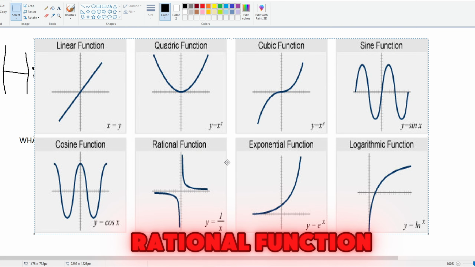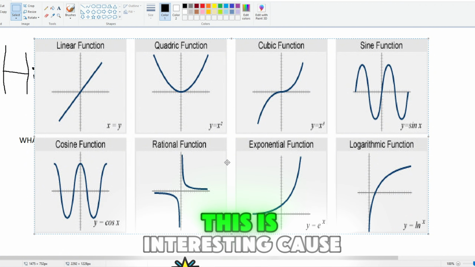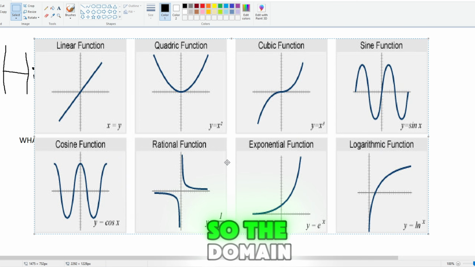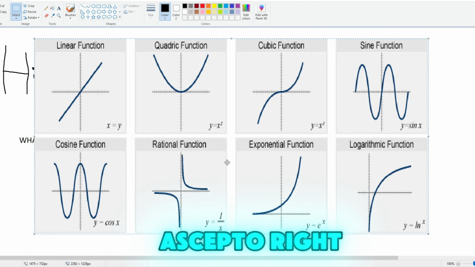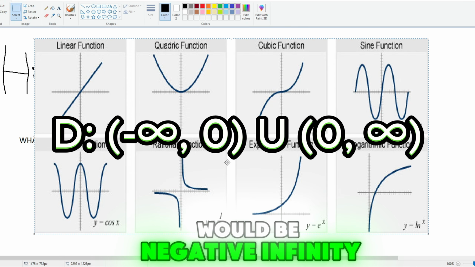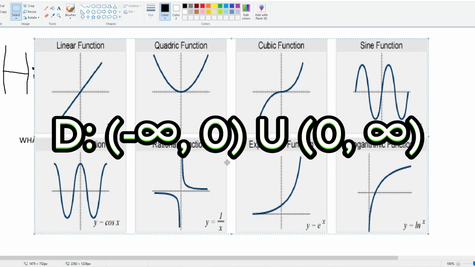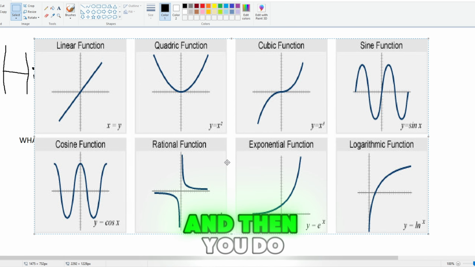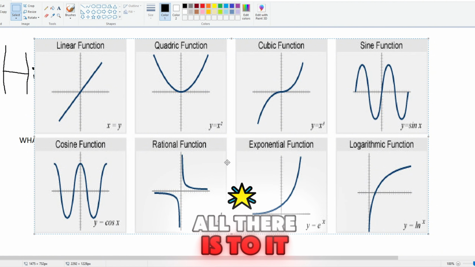And then we have the rational function. This is interesting because it never gets to 0. So the domain and the range both have an asymptote. The domain on the parent function would be negative infinity to 0, then you put the little union symbol, the connection thing, and then you go 0 to positive infinity, and you do the same for the range, and that's it. That's all there is to it.